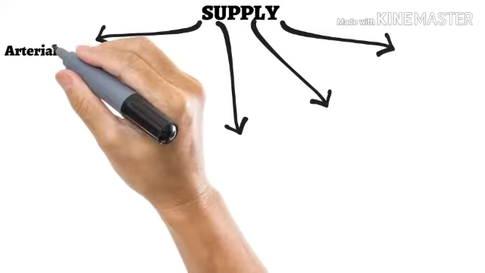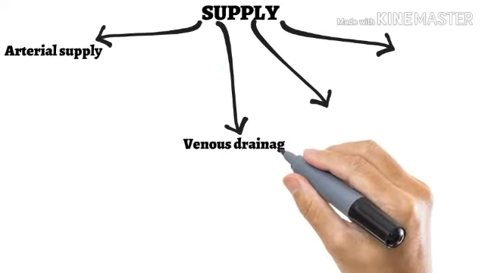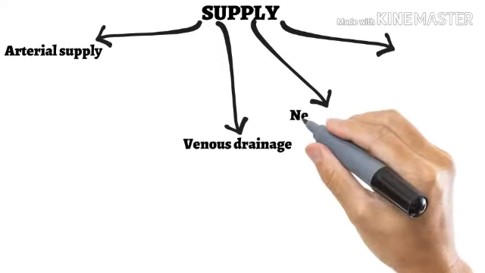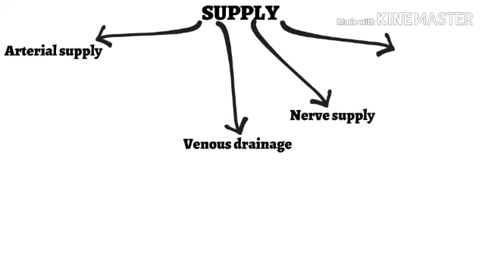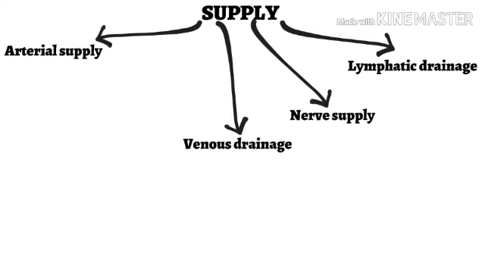So this supply is actually one of the simplest things while describing an organ. The first is the arterial supply. The second one is the venous drainage. The third one is the nerve supply, or you say the nervous supply anyhow. And the last one is the lymphatic drainage. When you say arterial supply, it means the artery that supplies that organ.